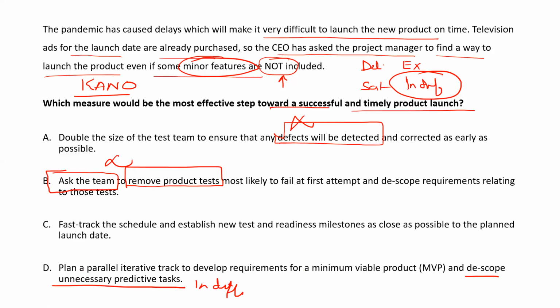So if you read the definition of indifferent, it says these are those things that the customer will say, remove it. I don't need it now. I have better things to do. So that's why D is the answer. Some of you have answered C: fast track the schedule and establish the new test and readiness milestone as close as possible to the planned launch date. Fast track will increase the risk. So D is the right answer.